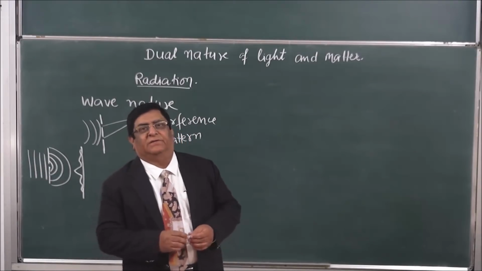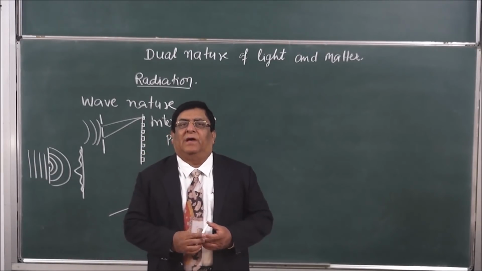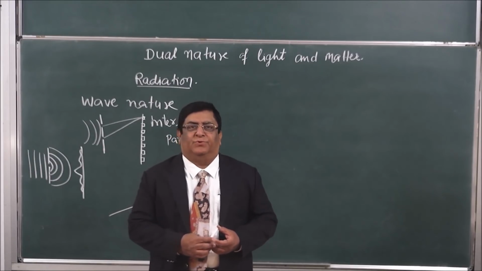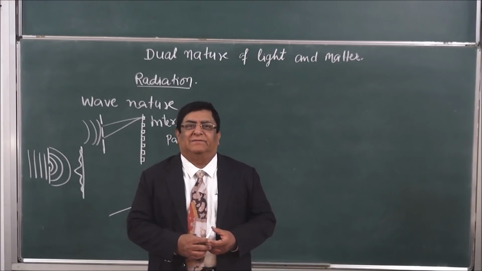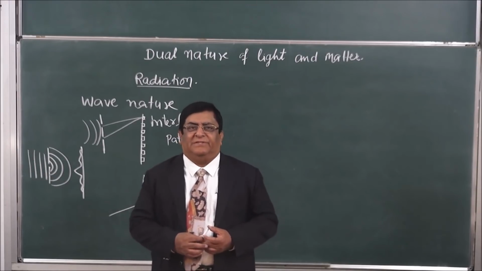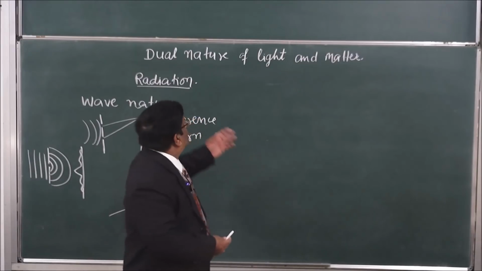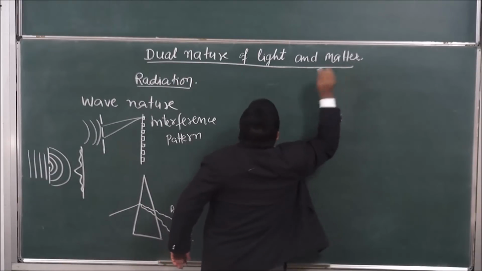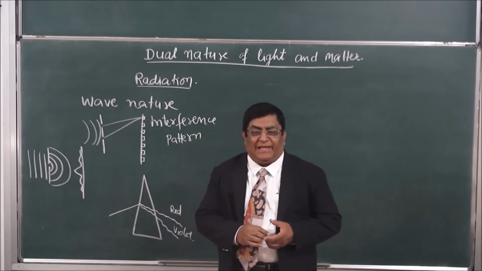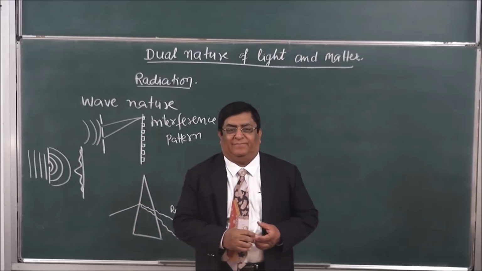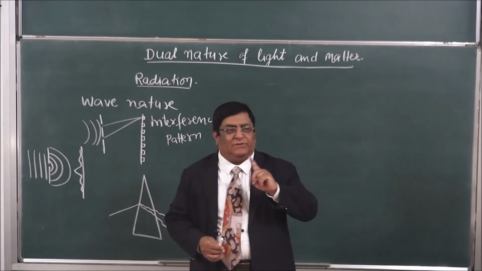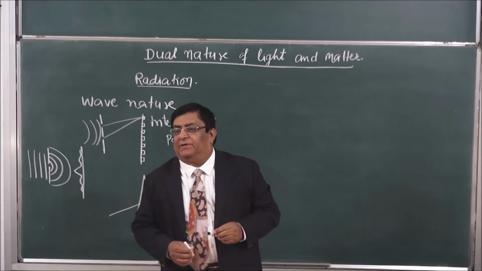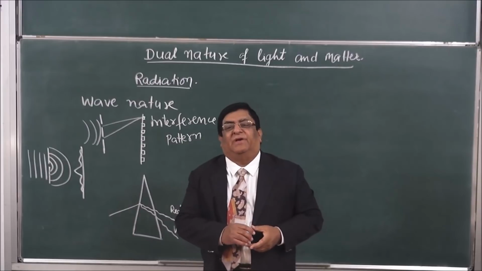Now once we have studied light and ray optics and wave optics, we have come to a new chapter, and that is modern physics. And the first thing we are going to study is the dual nature of light and matter. When we say dual nature, what does it mean? Two natures. So light has got two natures, matter has got two natures. Now what are these two natures? We have to understand.